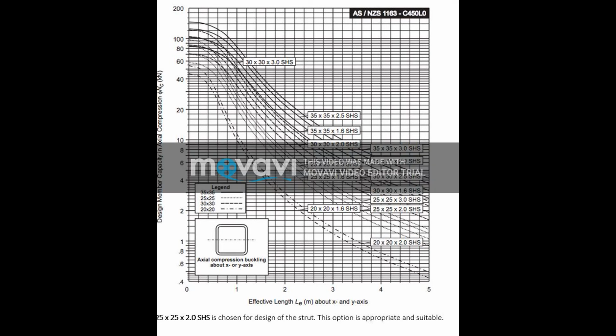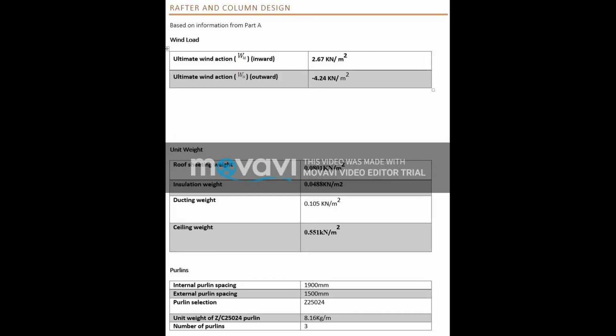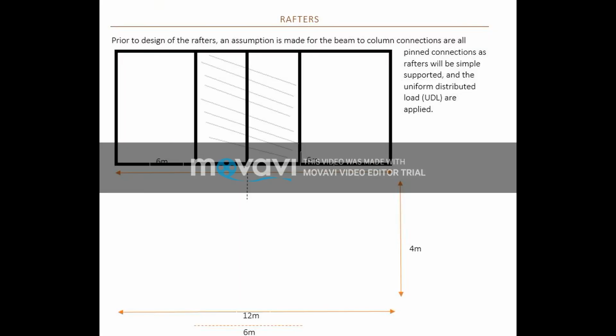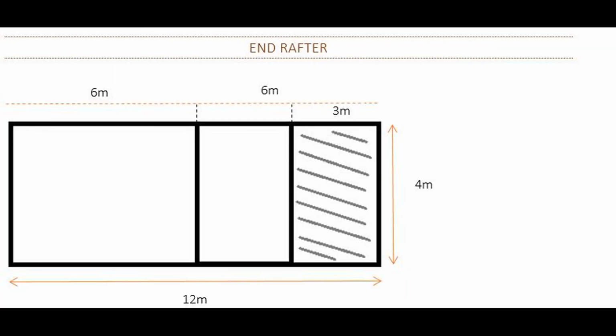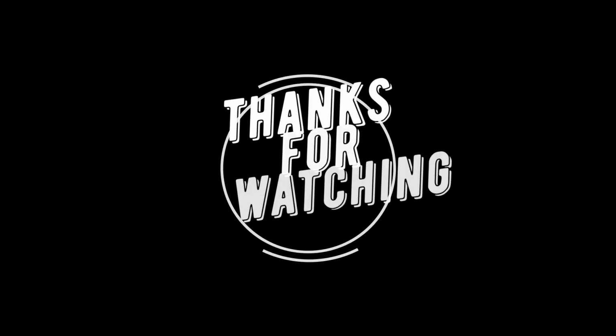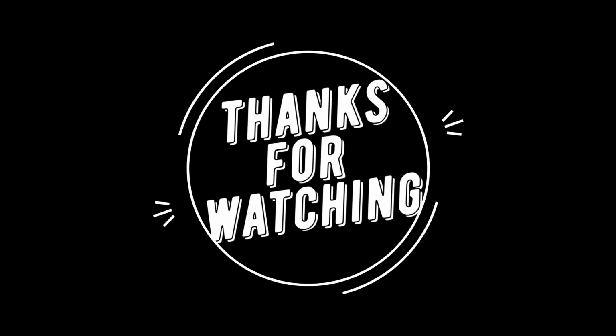Once the roof bracing was complete, we design our wall bracing. When it came to designing our rafter and columns, unfortunately, due to our previous calculations in Part A of this report, many of our values were incorrect. However, we have stuck with the values and assumed that they are correct.